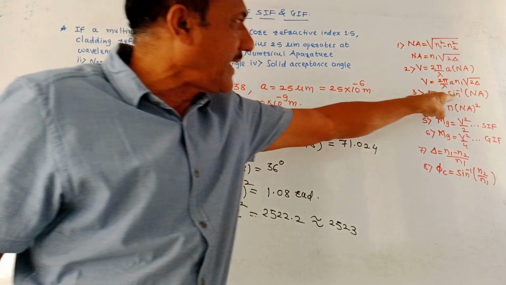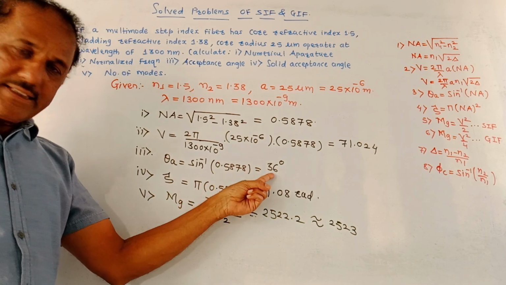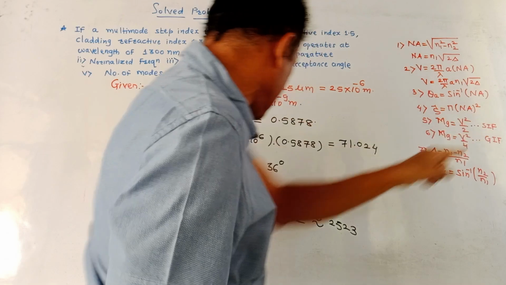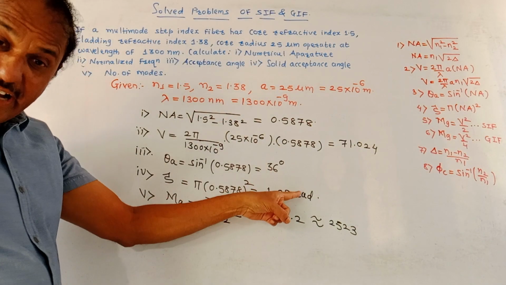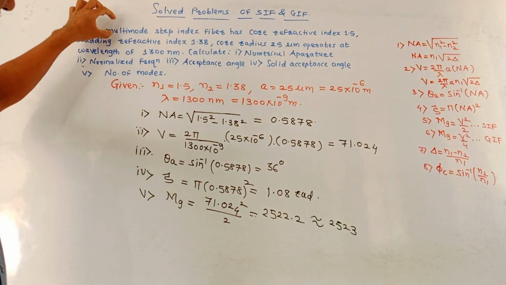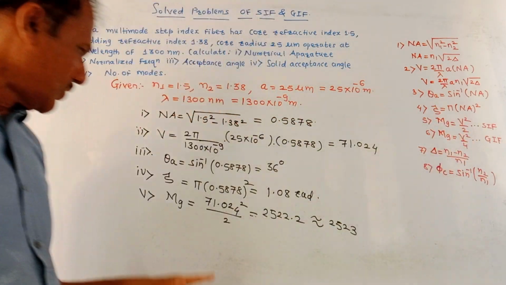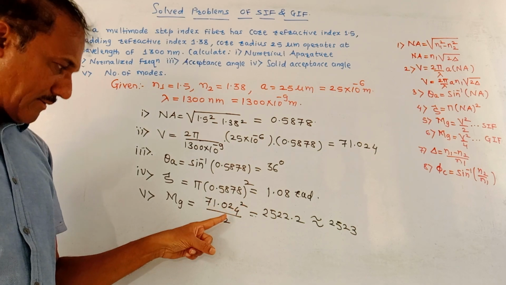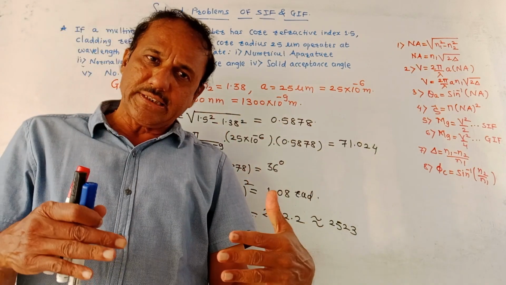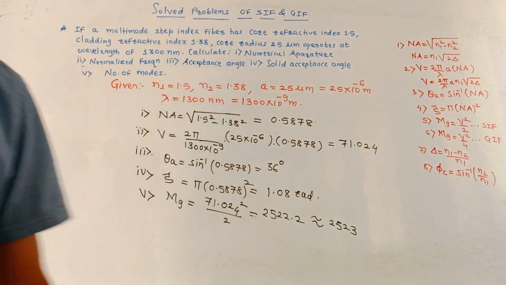Third part, acceptance angle theta A is sine inverse of NA. So simply you have to take sine inverse of value of NA, that is 0.5878. This is 36 degrees. Fourth part, solid acceptance angle, that is zeta. We have formula pi NA square. So this value is 1.08 radians. Do remember this value theta A is in degrees, whereas zeta I have calculated in radians. Since it is given fiber is multimode step index fiber, for SIF, number of modes are V square by 2. So number of modes are (71.024) square upon 2. So answer is 2522.2. This is the value which represents total number of modes that are propagating through the fiber. So it must be integer. So approximate value is 2523.